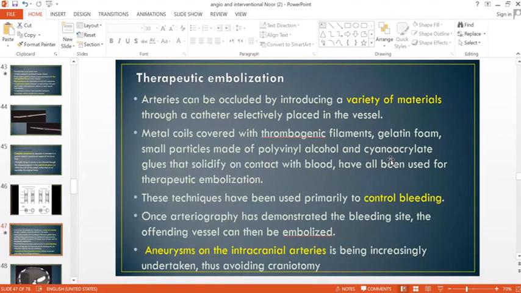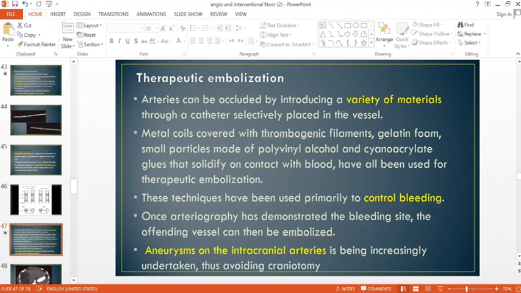Finishing with angioplasty, moving on to a second variety of interventional procedure, that is therapeutic embolization. Therapeutic embolization is occlusion of the arteries. We may need to occlude an artery that is feeding a tumor, or occlude an artery that is actively bleeding to control bleeding.